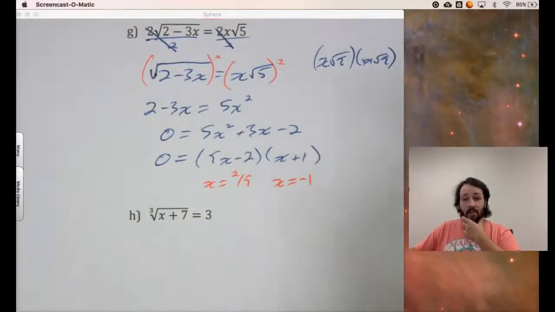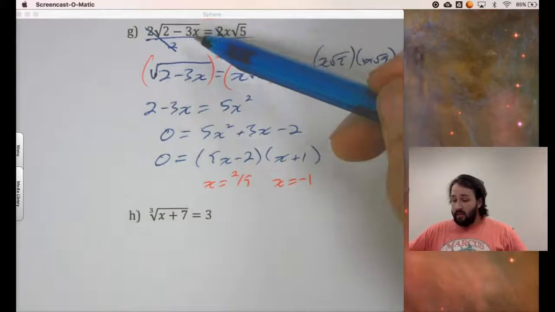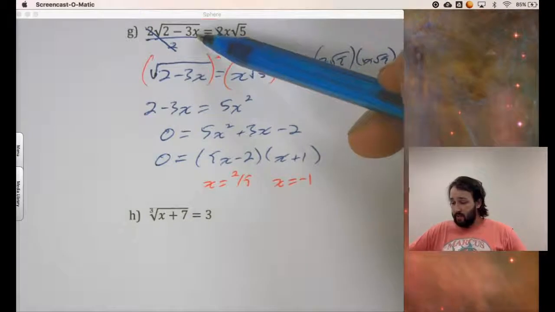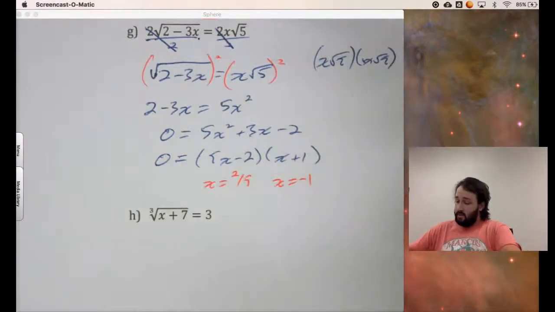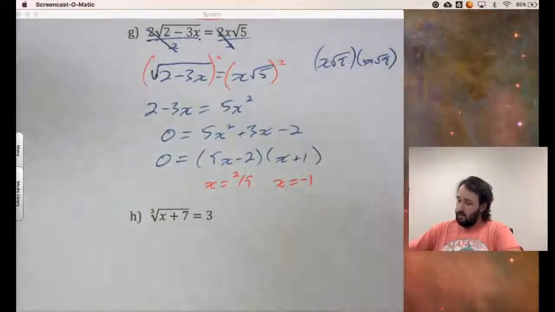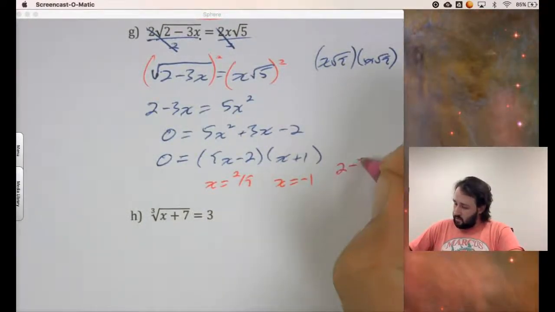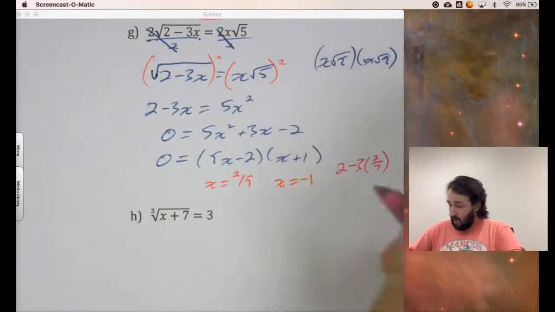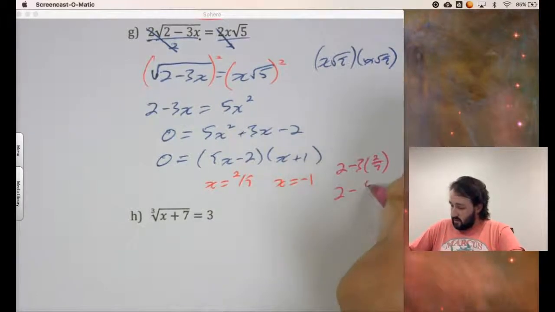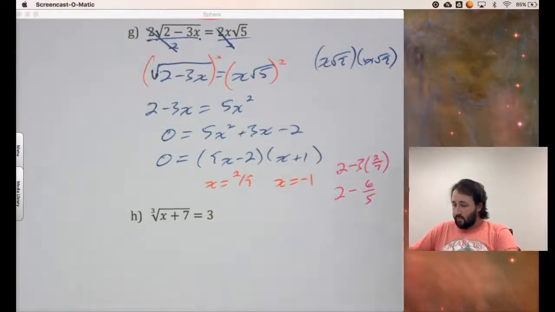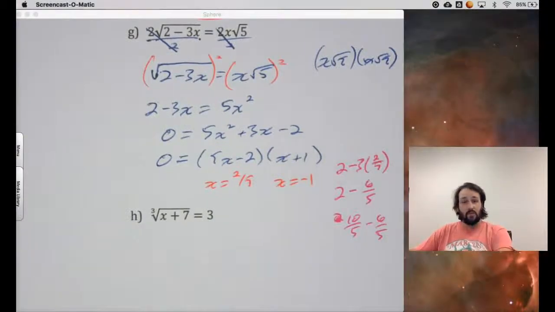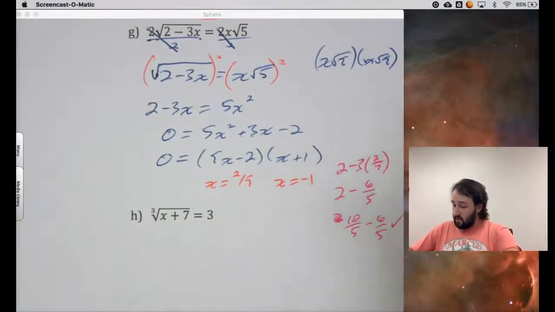So now think about this. We've got to make sure both of these solutions work. We care about this 2 minus 3x right there. So let's check that out. If I do 2 minus 3 times 2 over 5, it needs to be greater than or equal to 0. This is 2 minus 6 over 5. So 10 over 5 minus 6 over 5 will give me a positive number, so that's fine. That's no big deal. So that one is good to go.